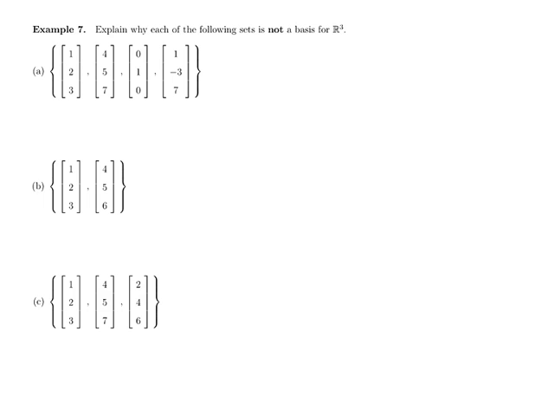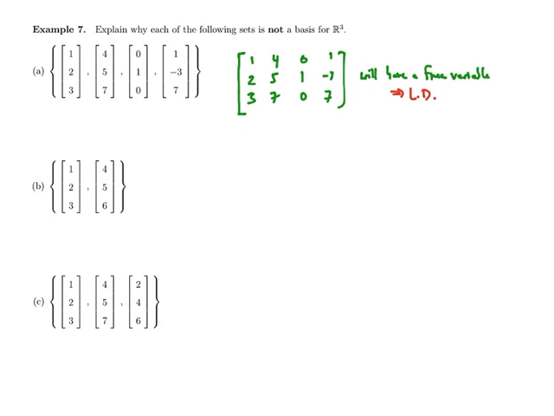All right, let's look at some non-examples and show why these are not bases for R3. First we have A: (1, 2, 3), (4, 5, 7), (0, 1, 0), (1, -3, 7). This is not a basis because the corresponding matrix will have a free variable. That means this is going to be linearly dependent. There are too many vectors here. So we're talking about R3. If I have 4 vectors, that's too many. We have too many columns, not enough rows. That's going to be linearly dependent.